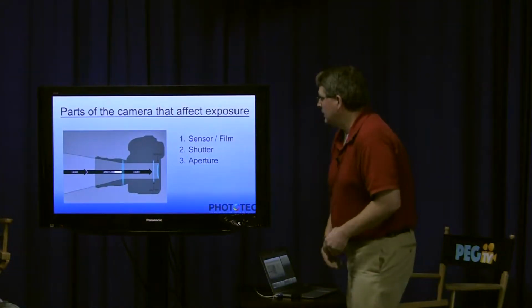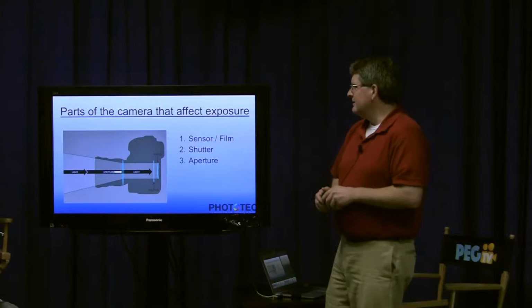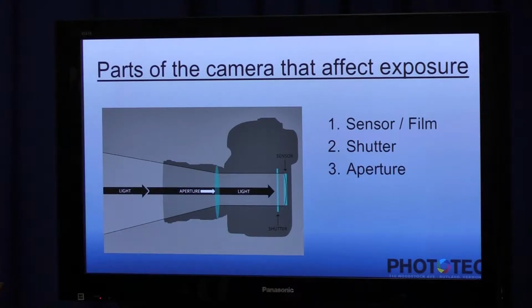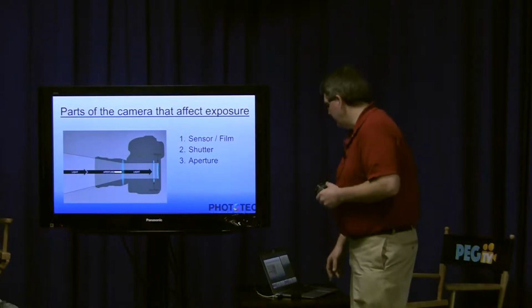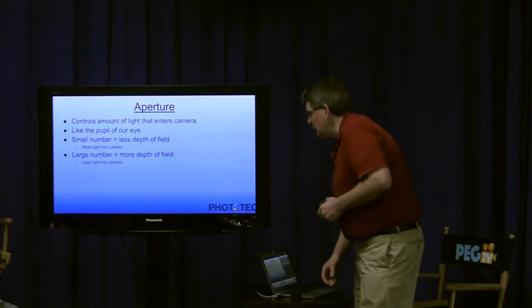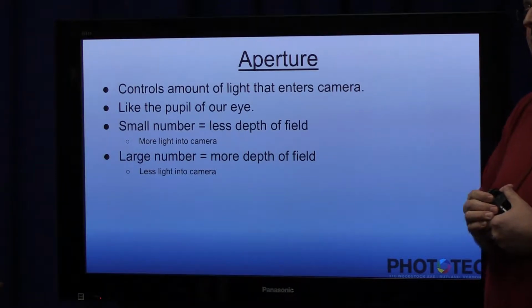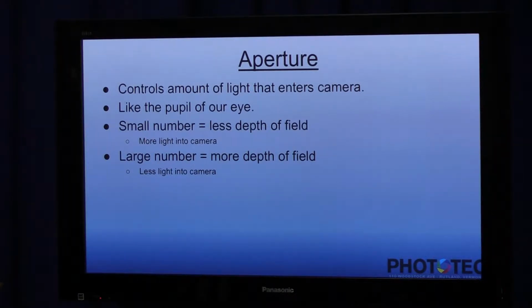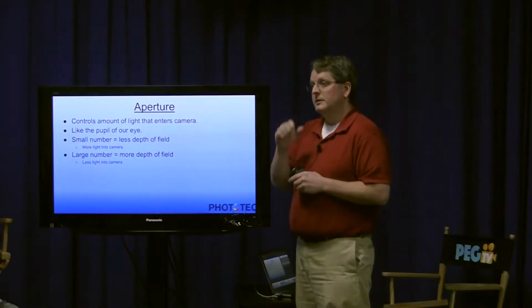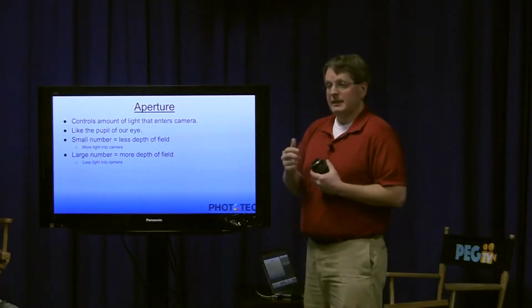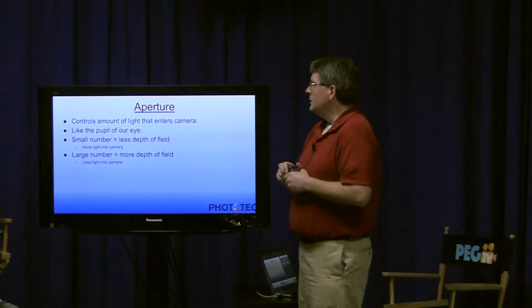The next part is aperture. Aperture is really like the pupil of our eye. That hole opens up bigger to let more light in, smaller to let less light in. No different than if you walk outside on a bright sunny day, your pupil constricts to let less light in.